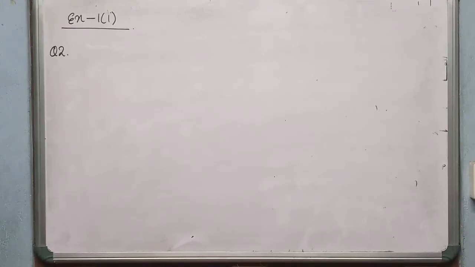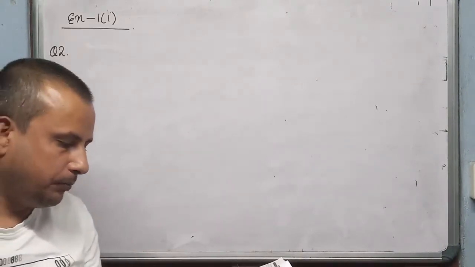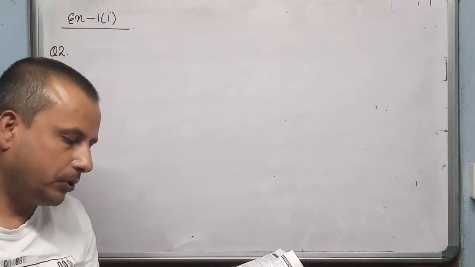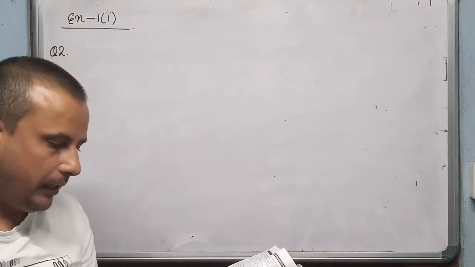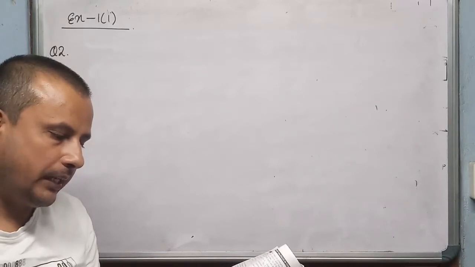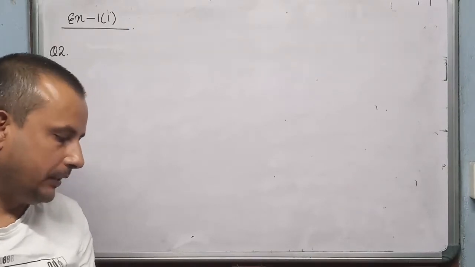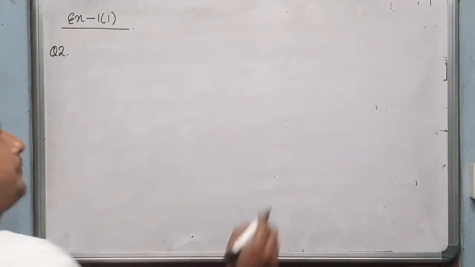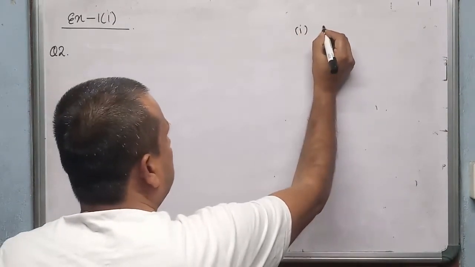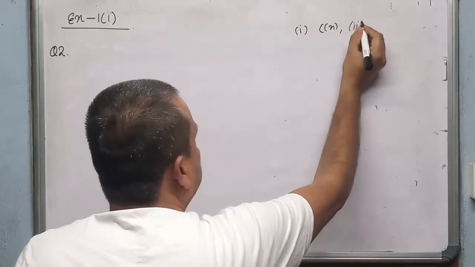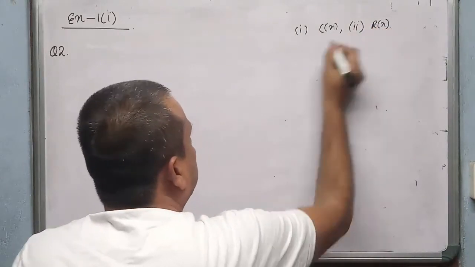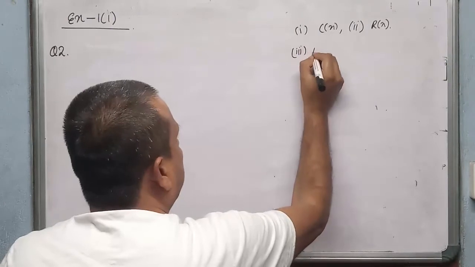Now I'll start the exercise. Exercise 1.1, question number 2. To understand this question: a textbook publisher finds that the production cost of each book is rupees 30 and the fixed cost is rupees 80,000. If each book is sold for rupees 50, determine: number one, the cost function; number two, the revenue function; number three, the break-even point.